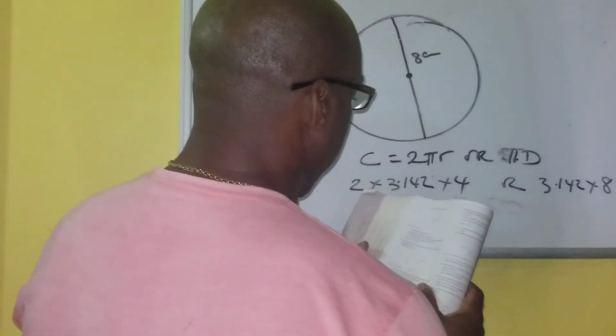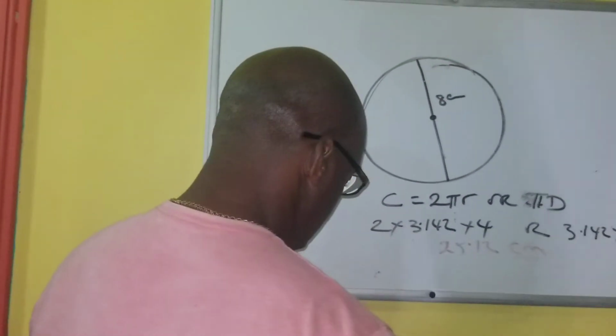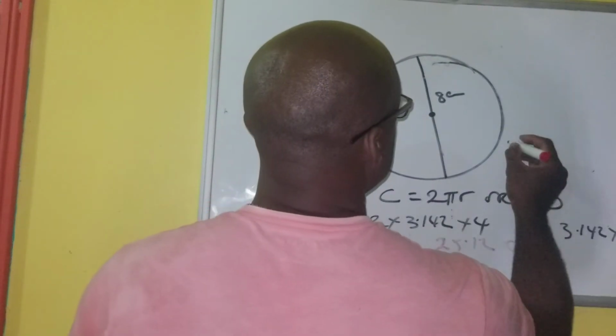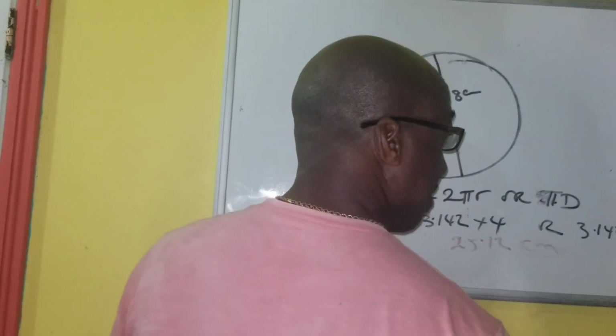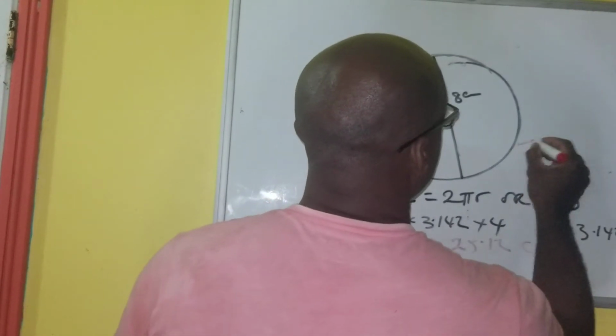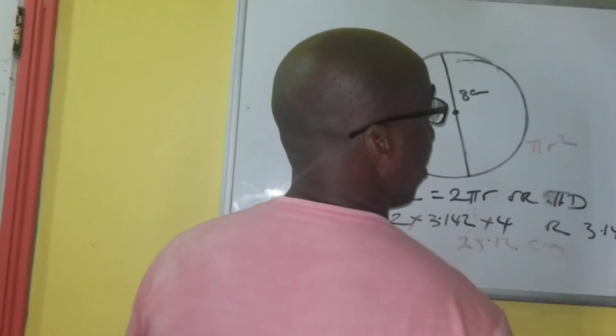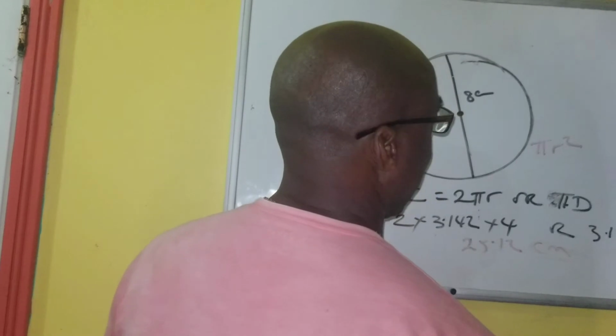Find what? The area of a circle. The formula says what? Area of a circle is pi r square. That's area. That's the formula to find the area of a circle, right?